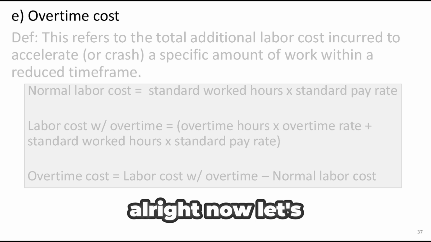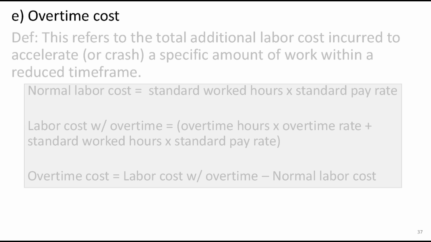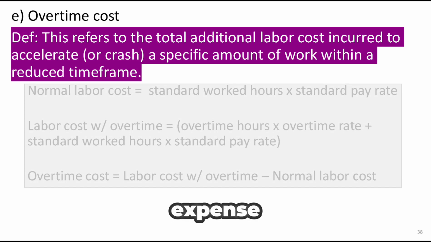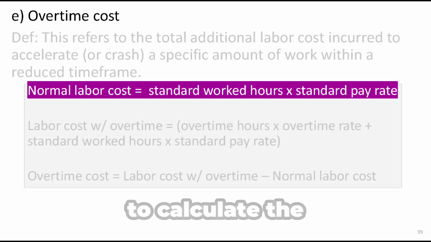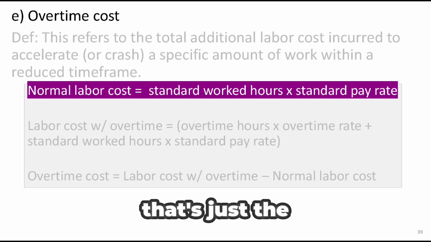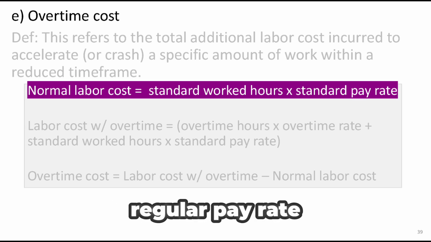All right, now let's take a look at overtime cost. Overtime cost is the extra labor expense that comes up when we try to speed up a task, like crashing the schedule to finish work earlier. To estimate it, we first need to calculate the normal labor cost. That's just the regular hours worked, multiplied by the regular pay rate.